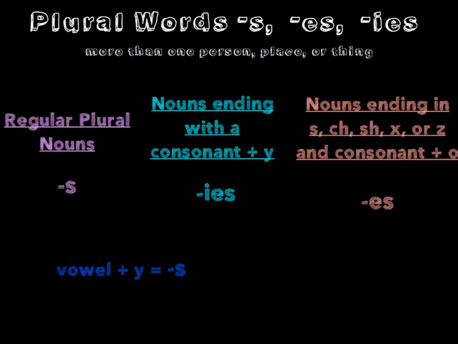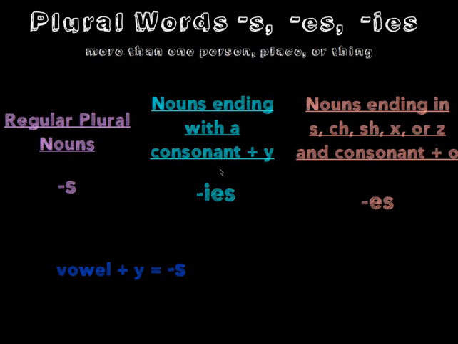When you are working with plural words, there are different spelling rules that we have to follow. You might be most familiar with regular plural nouns. These are just regular words that all you have to do is add an S to the end of them to make them plural. Then there are nouns ending with a consonant, then a Y. Any word that ends with a consonant, then a Y, you change the Y to an I and add ES.